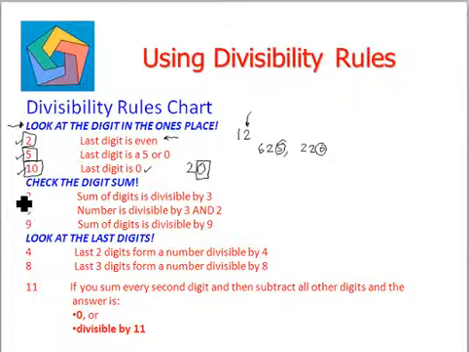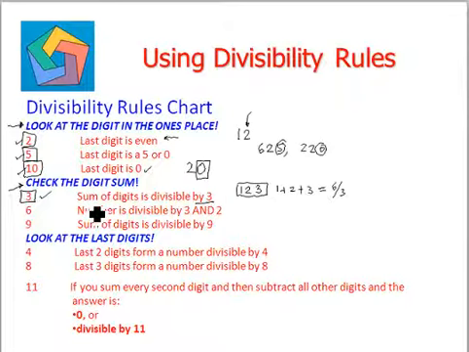Now the next criteria is to check the digit sum. If the sum of the digits is divisible by 3, then the number is divisible by 3. For example, I have the number 123. We'll total them up, that is 1 plus 2 plus 3, which equals 6. 6 is divisible by 3. Therefore 123 is divisible by 3.